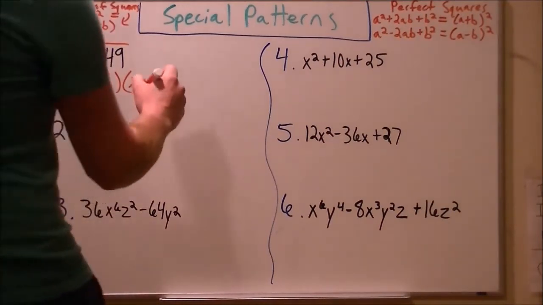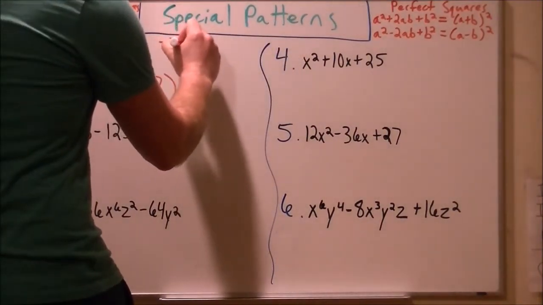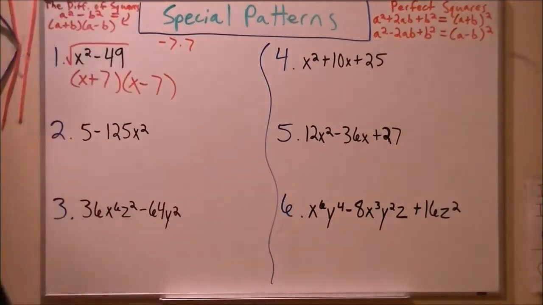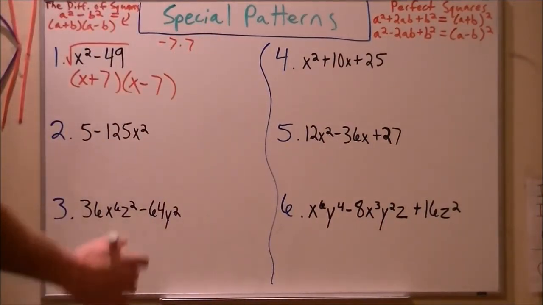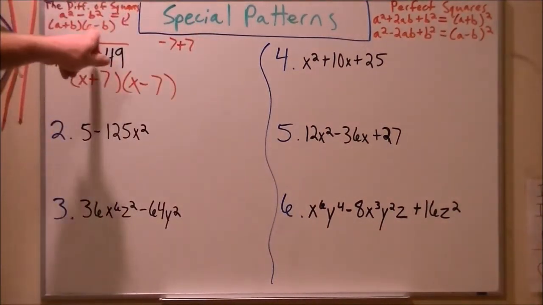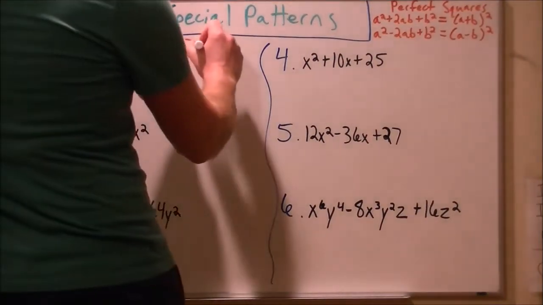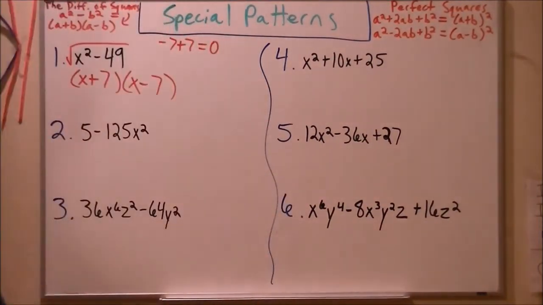Let me think. It has to be a negative, so one has to be negative, one has to be positive. How about negative 7 times 7? Negative 7 times 7 is negative 49, but remember, when added together it equals 0, which is the middle term that's not there, 0x. What's negative 7 plus 7? 0.